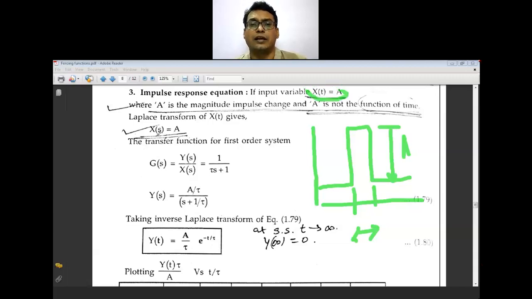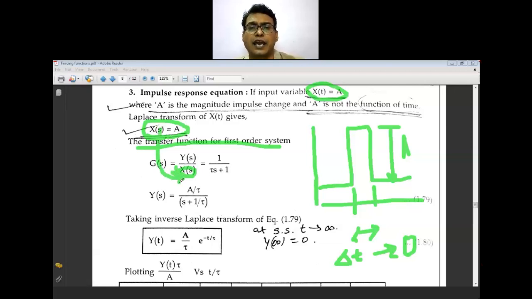So x(t) is equal to A, but for small delta t tending to 0, the Laplace transform X(s) is equal to A. Writing the transfer function for the first order system, G(s) equals Y(s) upon X(s), which is equal to 1 upon 1 plus tau s. Now substituting the value of X(s) as A, you will get Y(s) equal to A upon tau upon s plus 1 upon tau. Here the tau has been taken out, so this becomes s plus 1 upon tau.